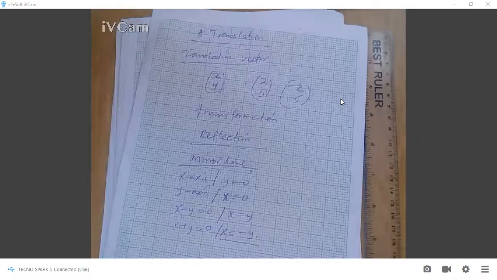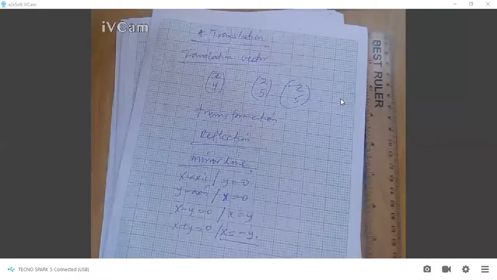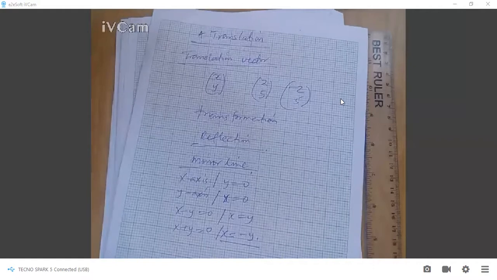Now, what do you notice about reflection? One thing you need to notice about a reflection is that the distance from the mirror line to the object is the same distance from the mirror line to its image. The distance from the mirror line to the object is the same distance from the mirror line to its image. You need to know that, okay?